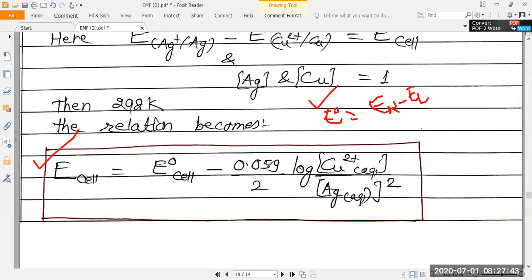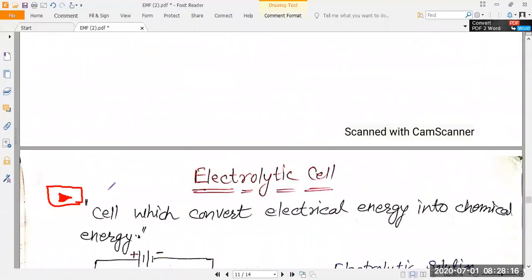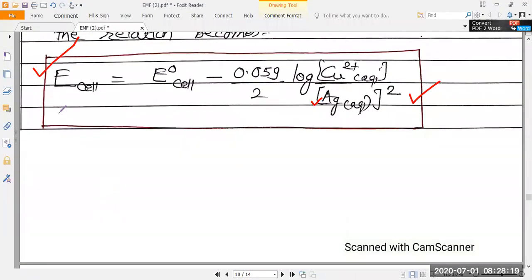So E cell equals E naught cell minus 0.059 divided by 2 log copper plus 2 ion concentration divided by silver ion concentration power 2. This point you have to remember. We have to write the power 2 here too, because 2 moles of electrons are donated by the copper, but silver accepts only 1 mole of electrons. So we write here 2. By this manner we can find the cell potential of the cell.